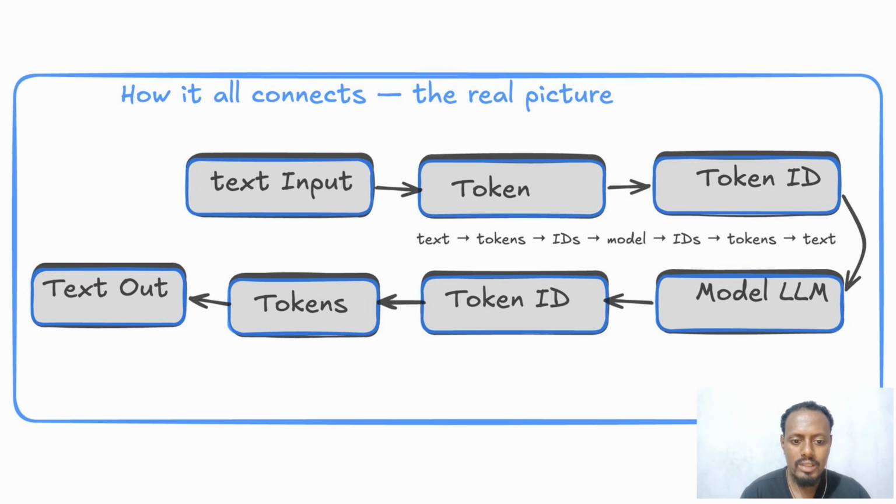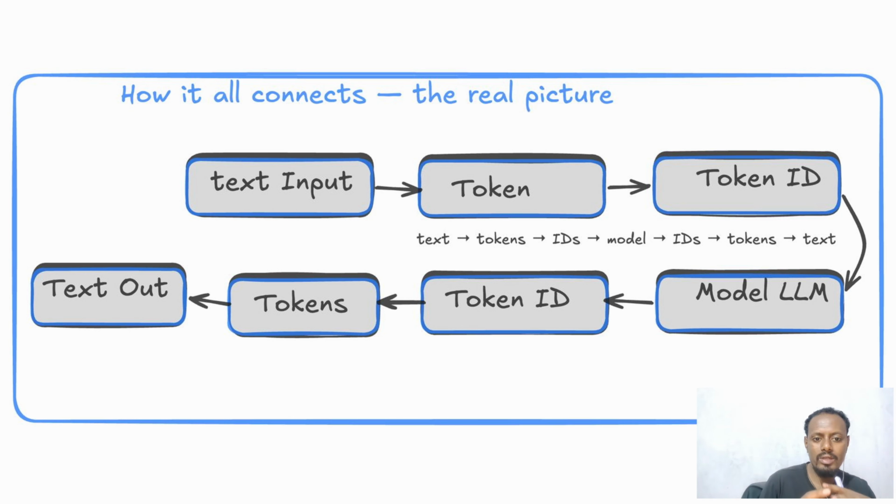At no point did the model read your sentence the way you would. It never saw the word hello. It saw something like 9906. The whole experience of AI reading and understanding you is built on top of a numerical layer that most people never think about. So next time you open ChatGPT or Claude or any LLM and start typing, just remember that's what is actually happening in the fraction of a second before the model even starts thinking.